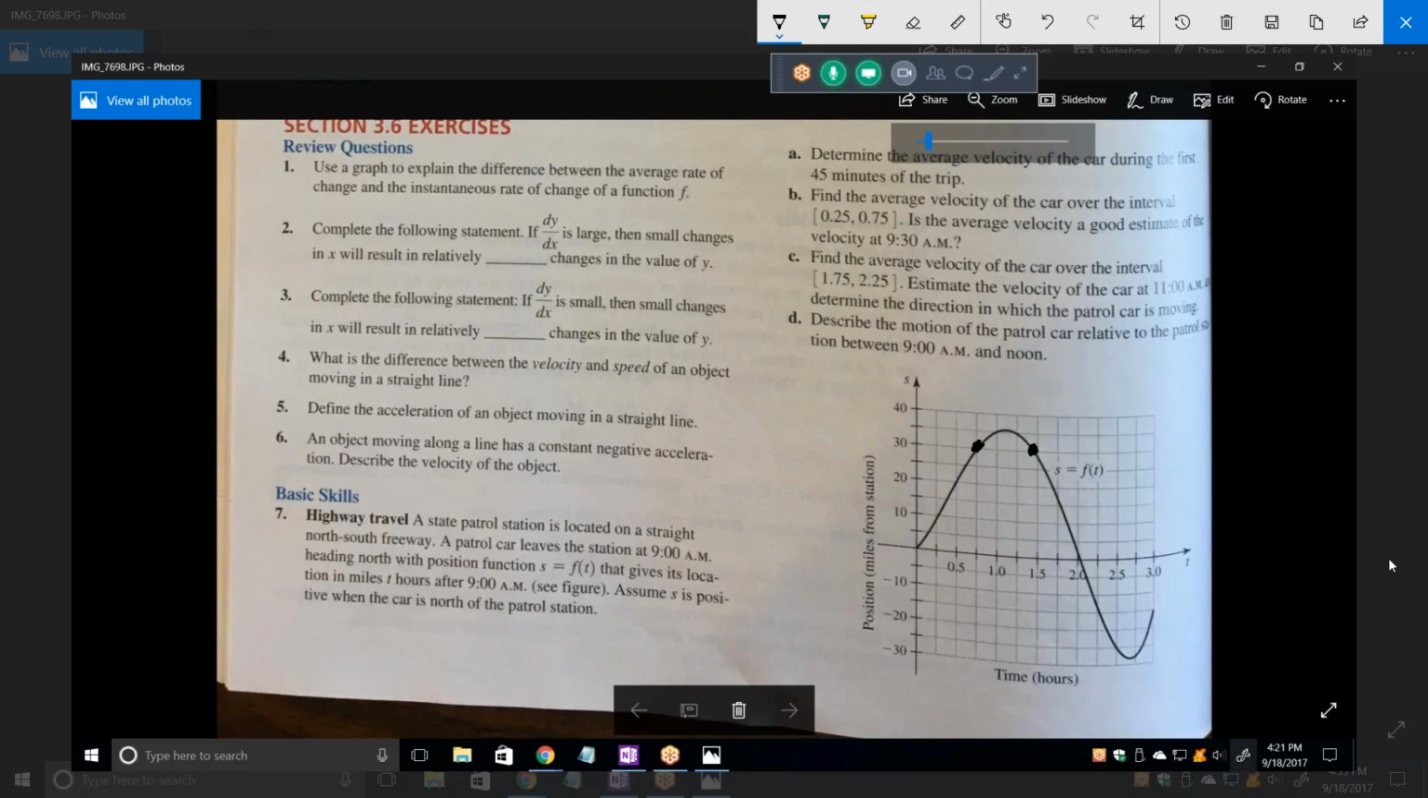Wouldn't it just be 0? Yes. What's his instantaneous velocity at the 45-minute part? Whatever that is, whatever the slope of that is. It's certainly not 0. And what's his instantaneous velocity at the ending part? Not 0 either. Exactly. The same as this one, only in the opposite direction, negative.